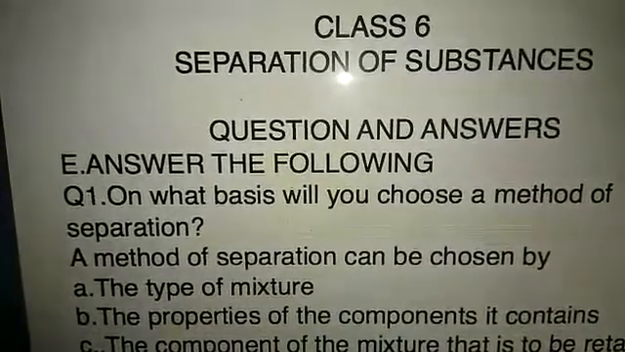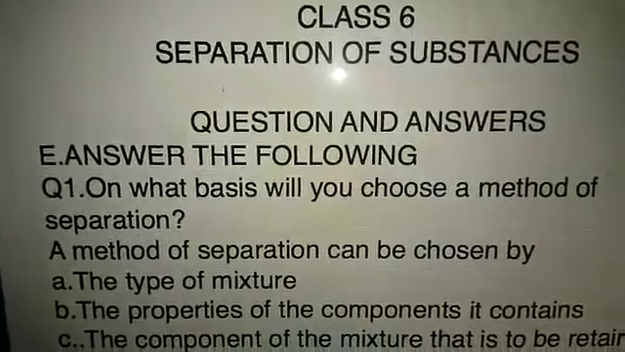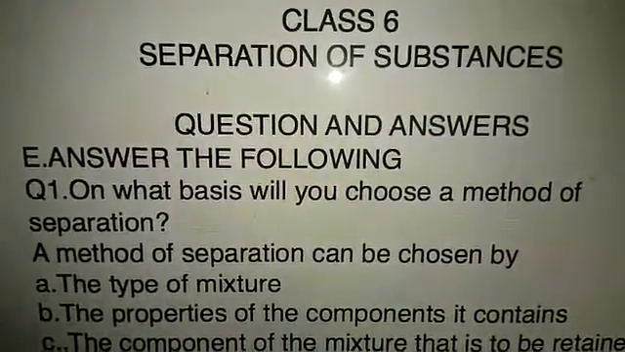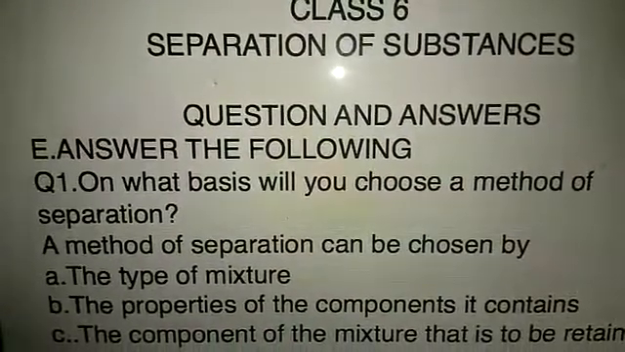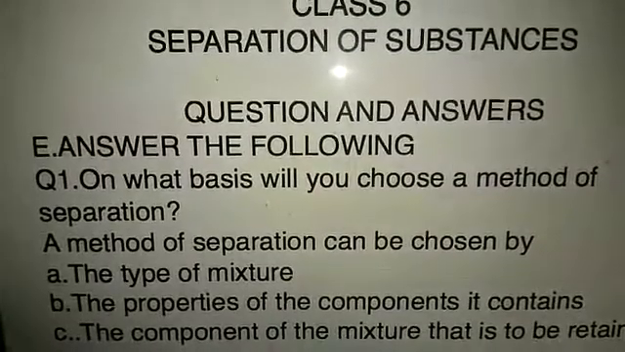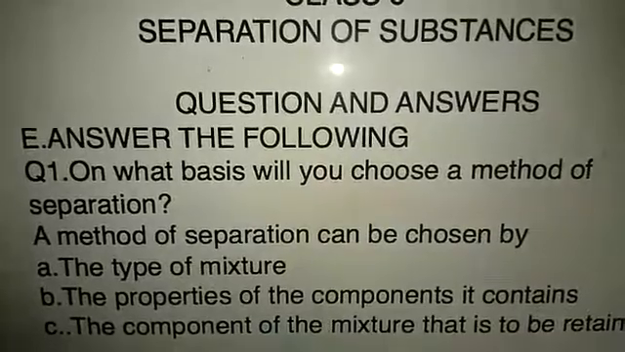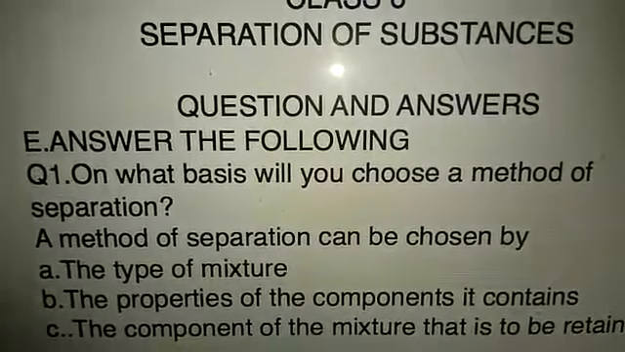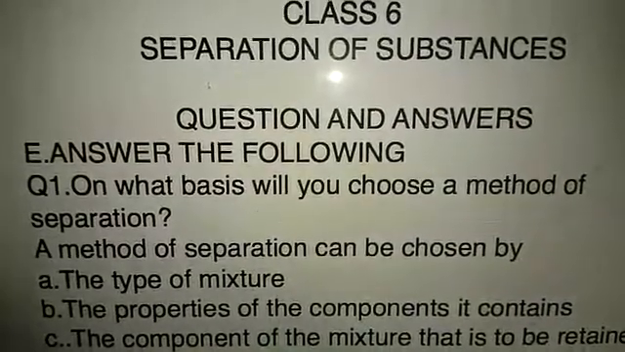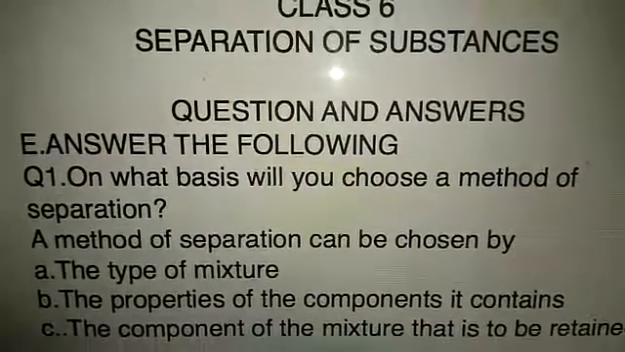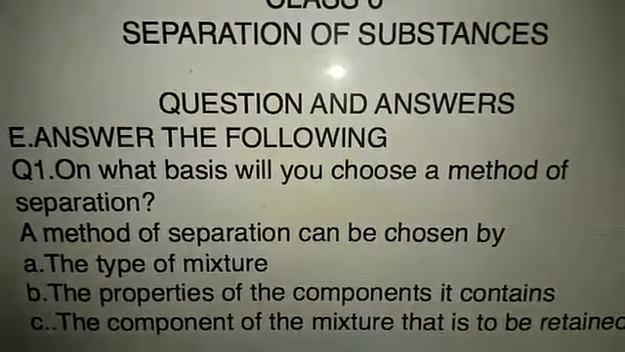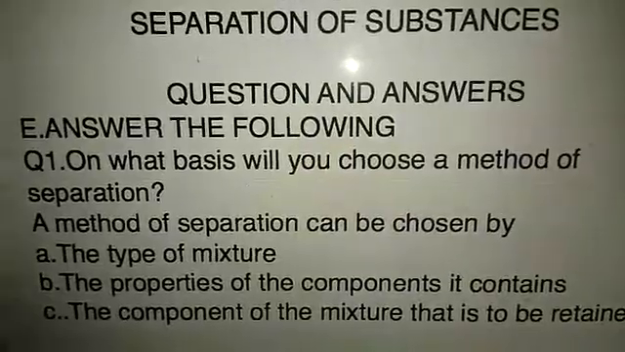E. Answer the following. On what basis will you choose a method of separation? Answer. You write this way. A method of separation can be chosen by A. The type of mixture, B. The properties of the components it contains, C. The components of the mixture that is to be retained.